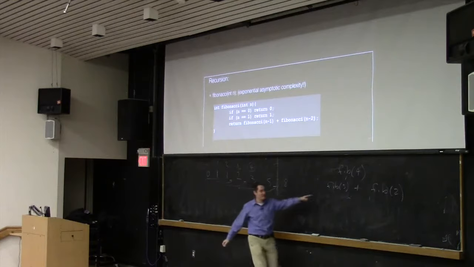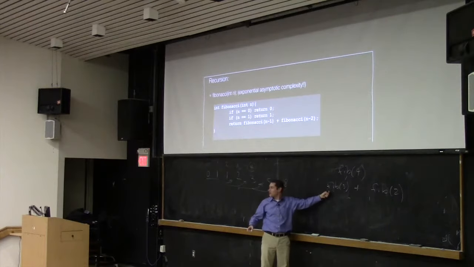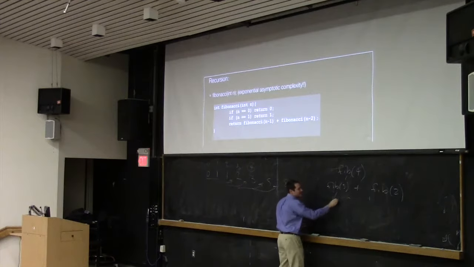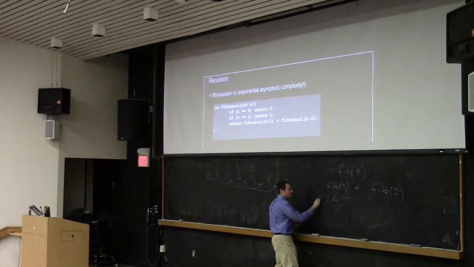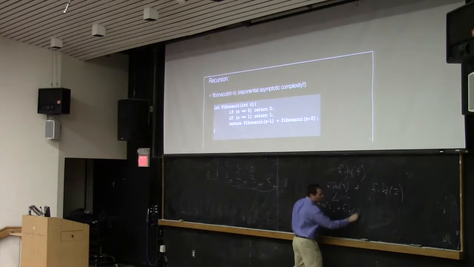What does Fibonacci of 3 say? Yuki, what's Fibonacci of 3 say? Oh, you're pointing up here. What does it tell us to do? Yeah, it says this one is going to return the Fibonacci of 2 plus the Fibonacci of 1.